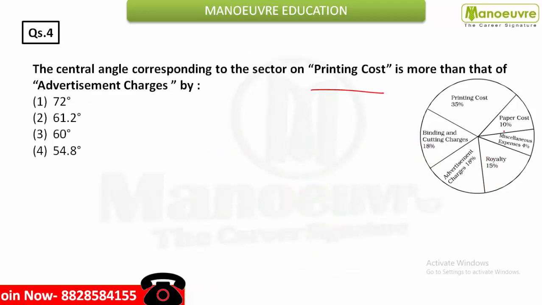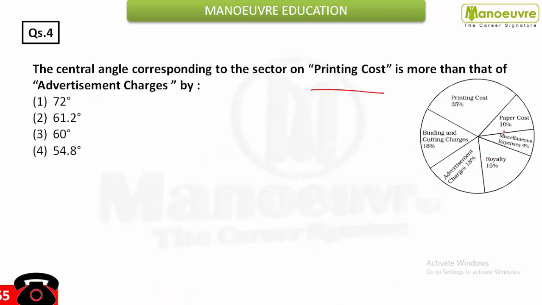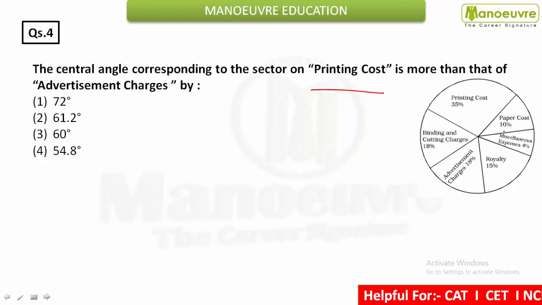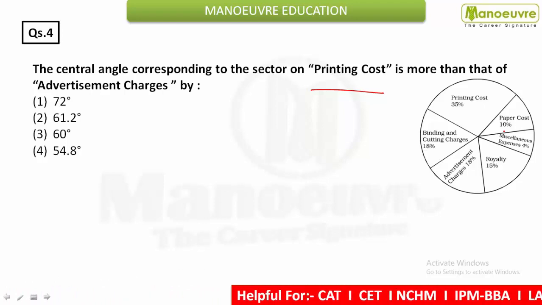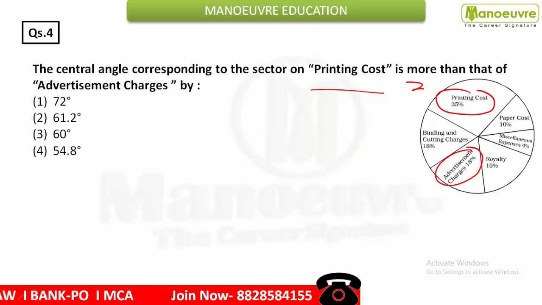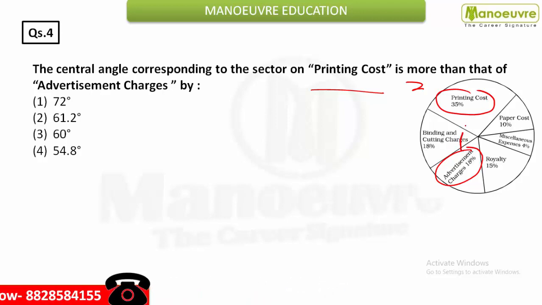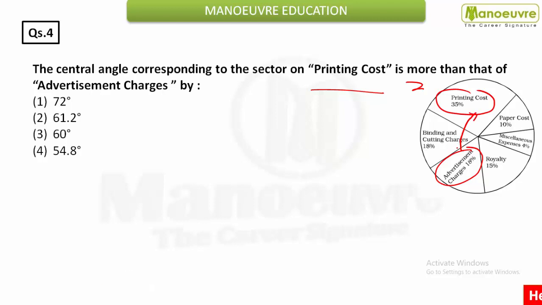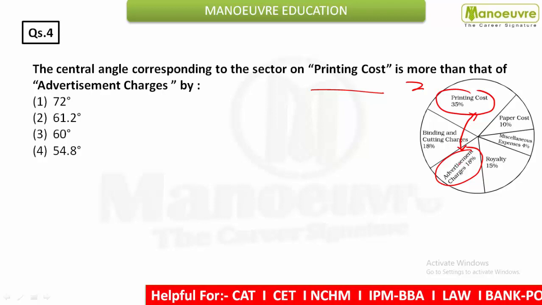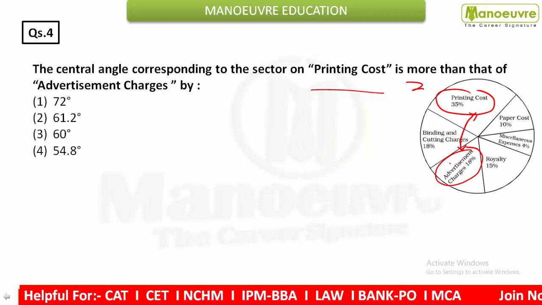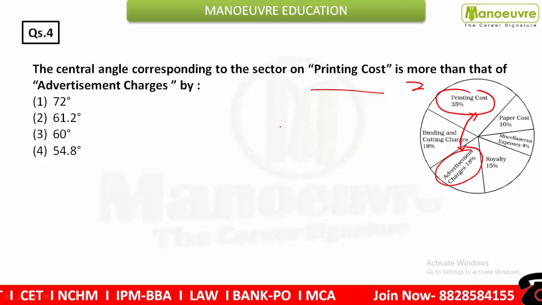So fourth question, the central angle corresponding to the sector on printing cost is more than that of advertisement charges by. So here it is advertisement charges, here it is printing cost, and now it is asking that the central angle of printing cost is how much more than advertisement charges. Here it is asking that only. Okay, so now how will you solve?